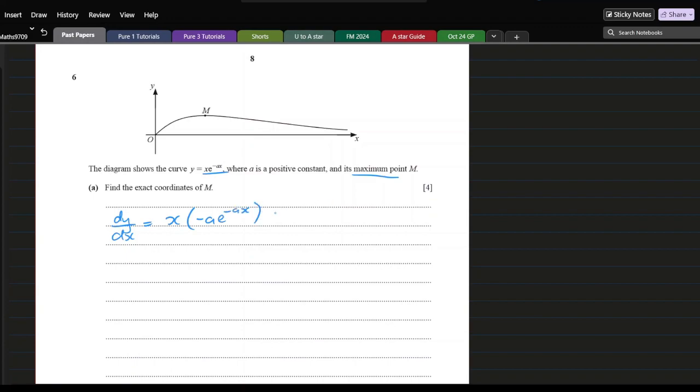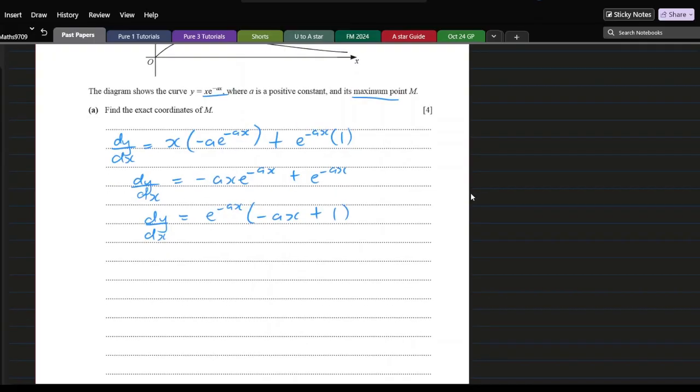Alright, and now I'm going to hold the e to the negative ax, then differentiate x, you get 1. So it means our dy/dx is equal to negative ax e to the negative ax plus e to the negative ax. And we can factor out e to the negative ax, so that this becomes e to the negative ax times (negative ax plus 1). Alright, and now we can equate this to 0.